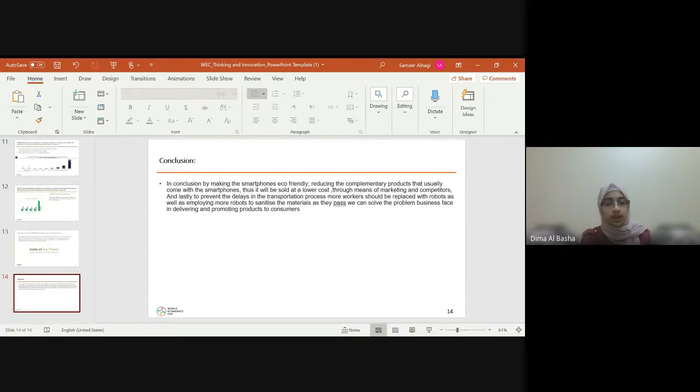In conclusion, by making the smartphones eco-friendly through means of marketing, and lastly, by preventing the delays in transportation and sanitizing the materials through robots, businesses can solve this problem that they are facing in delivering and promoting products to consumers. Thank you.